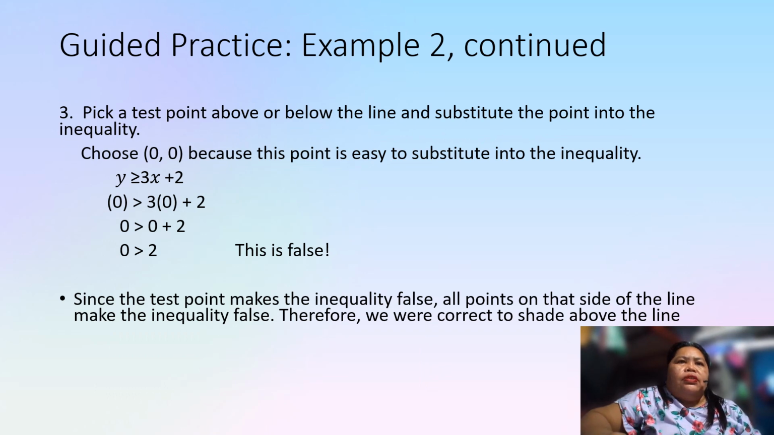Step 3, pick a test point above or below the line and substitute the point into the inequality. So you can choose 0, 0. Therefore, 3 times 0 is 0. So 0 plus 2, that's 0 is greater than 2. So this is also false. Since the test point makes the inequality false, all points on that side of the line make the inequality false. So therefore, we were correct to shade above the line.